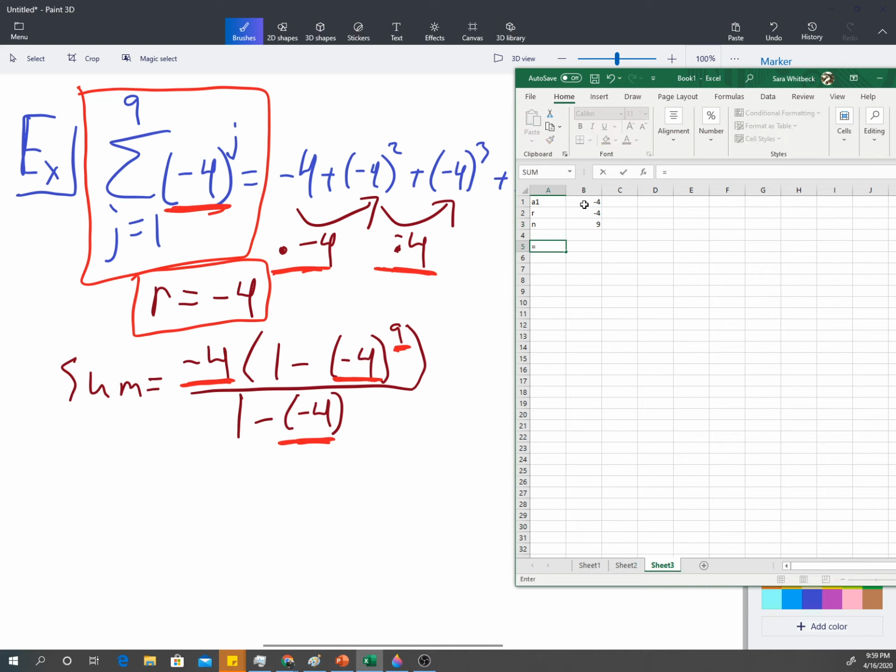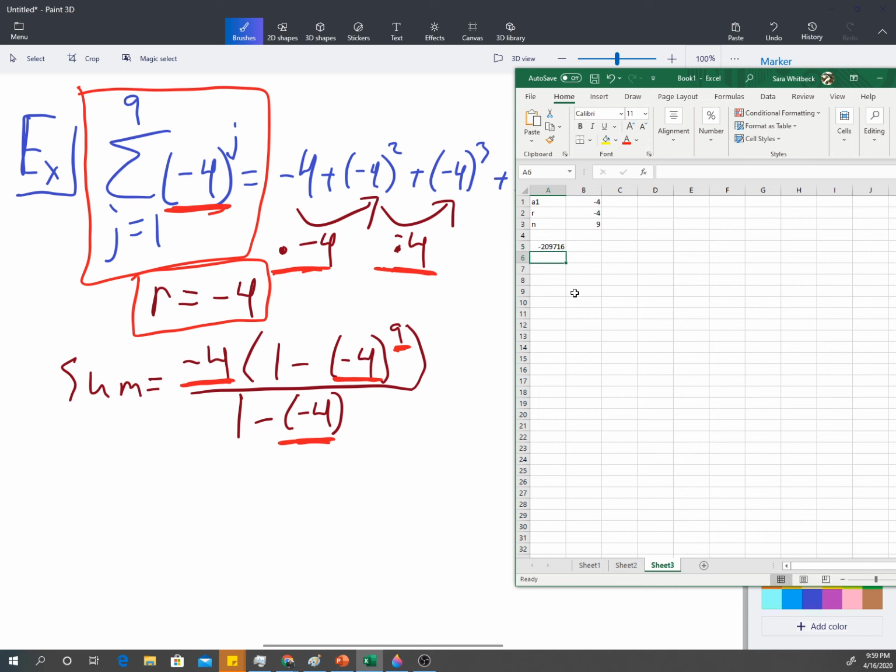So my formula here will be equals my first term times 1 minus my rate to the n power, close your parentheses, and then divide by 1 minus your R. Now you, of course, you're welcome to do this in Desmos or on your own calculator. That's okay. I just like teaching you little Excel tricks as we go.